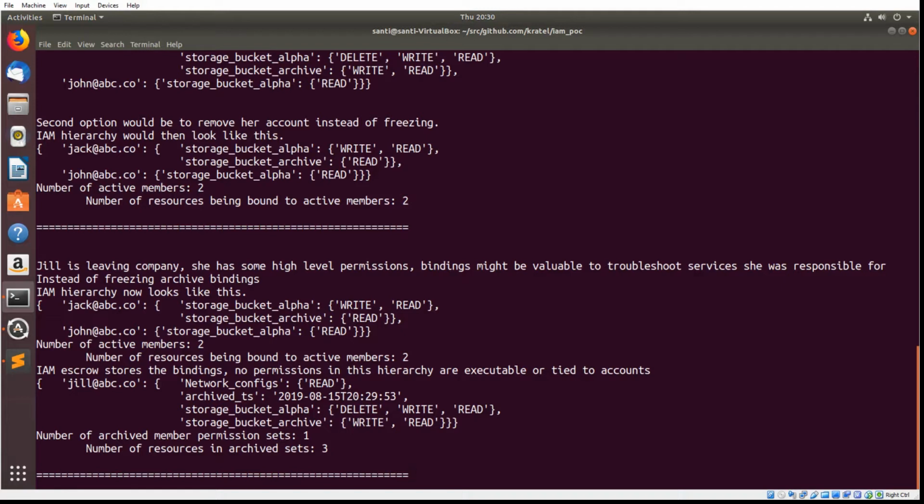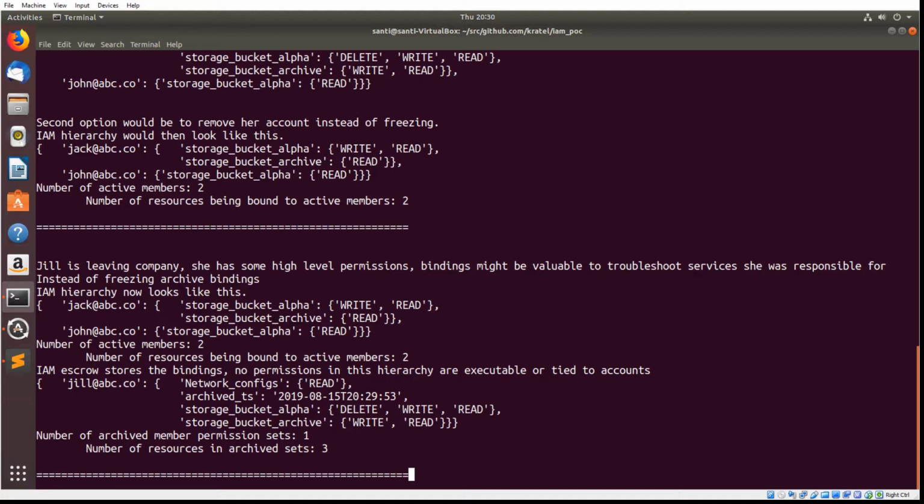responsible for. So my proposal is, instead of freezing the account, we archive the bindings in a separate structure. This way we get to keep the history of the mappings, and we also get the benefit of those bindings not being stored in the IAM hierarchy, so that if she were to return, it would be as if she was a new employee and she would have to be provisioned from the ground up.